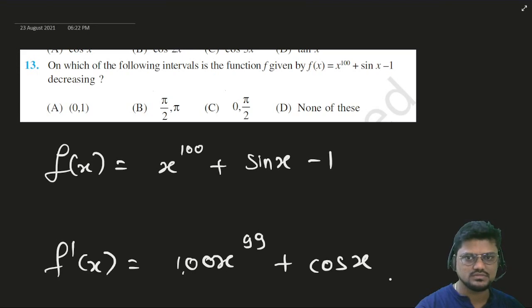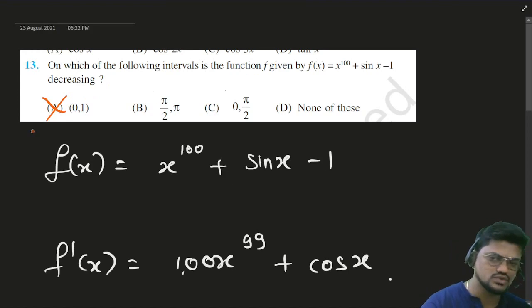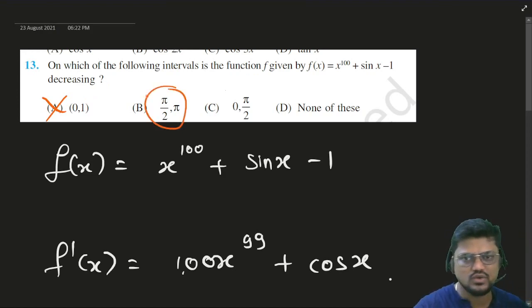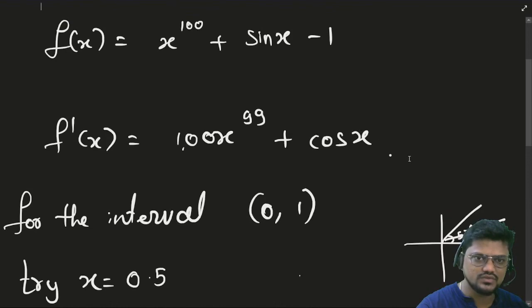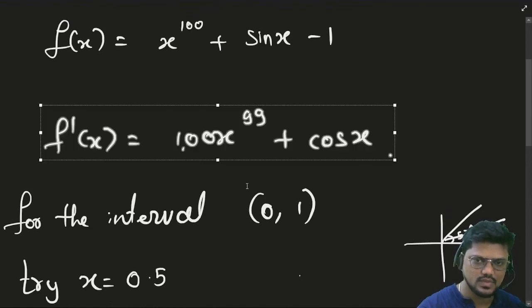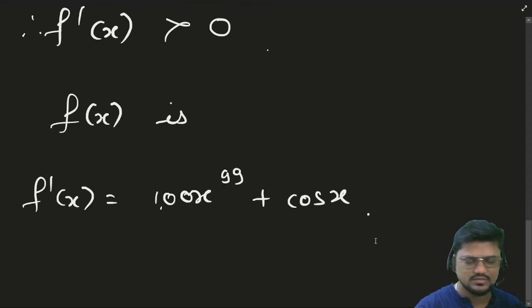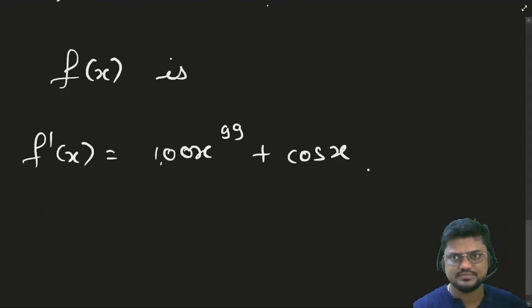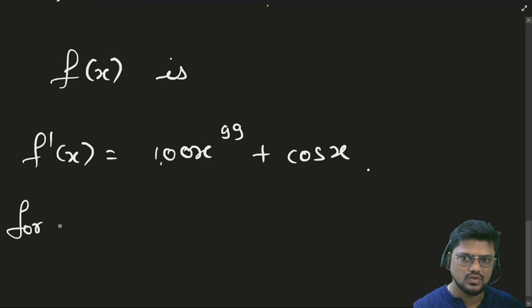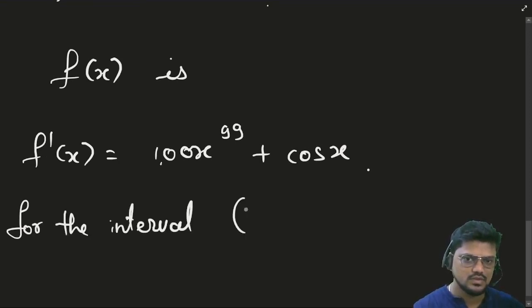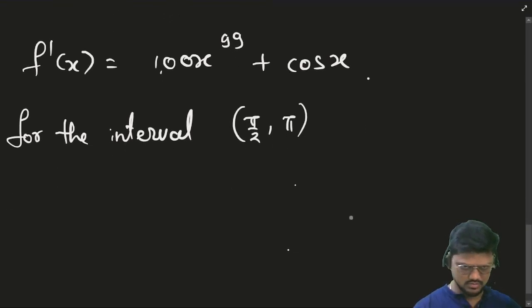Now, what they have asked is on which interval it is decreasing, right? So in this interval it is not decreasing, that's for sure. Let us check for pi by 2 to pi. Again, f dash of x equals this. For the interval pi by 2 to pi, let us check.